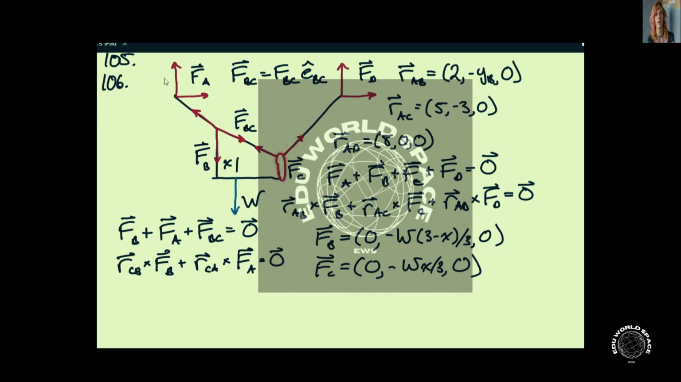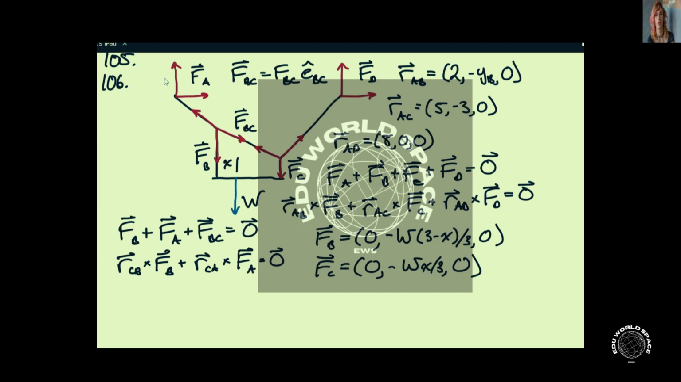So when x is 0, this is 0, and when x is 3, the weight is fully supported at this point. So in this problem, we have 6 unknowns. We have the 2 components in each of these support points, so there's 4. We don't know what YB is, this distance here, and we don't know what the tension in this cable is, but we do know the direction, at least in terms of YB. So we have 6 unknowns, and we need 6 equations to find those.